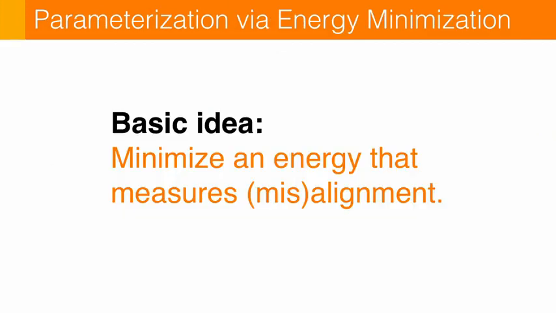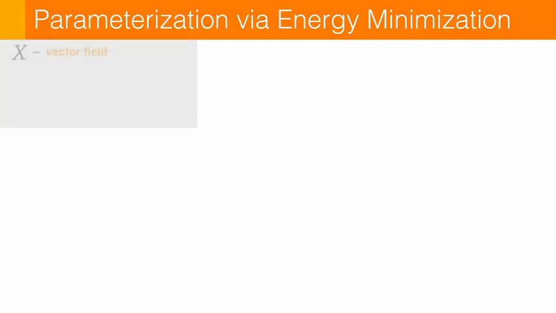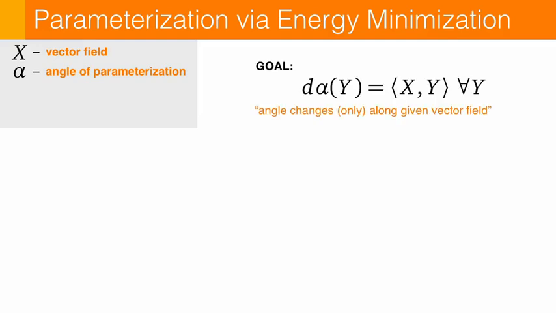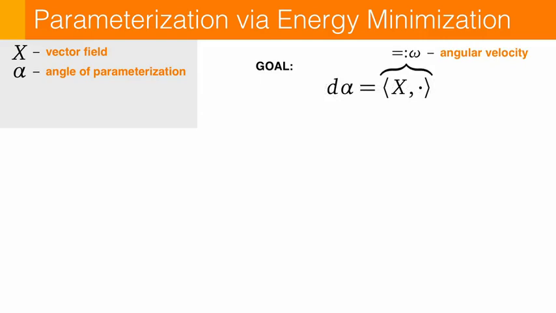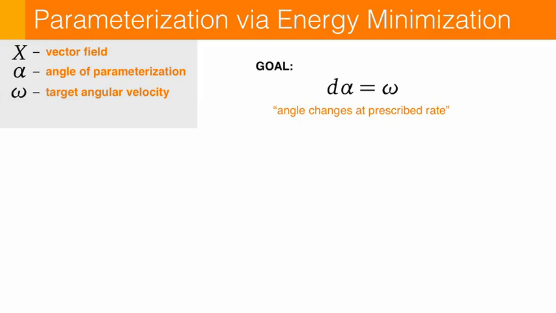So as usual, the basic idea is to minimize an energy that encourages alignment with the given vector field. In particular, if x is the vector field and alpha is the angle of this complex function, then we want alpha to change only as we move along the vector field. Or in other words, if the spatial angular velocity omega is given by the inner product with x, we want the differential of alpha to equal omega.